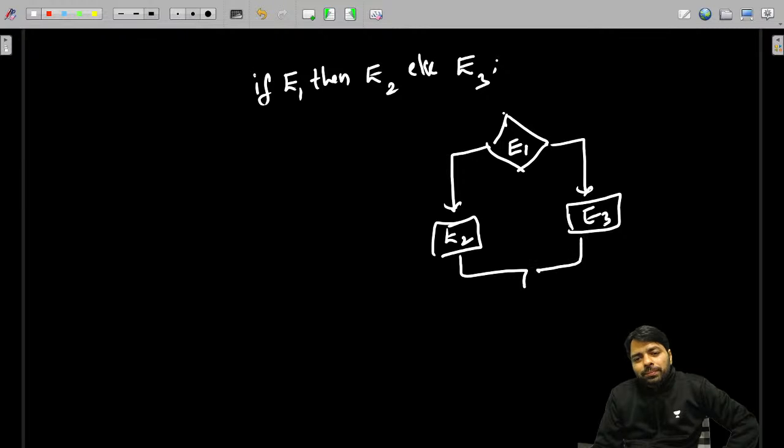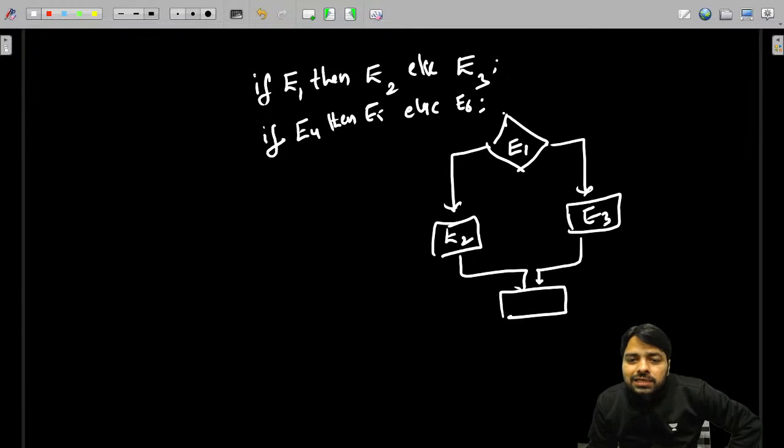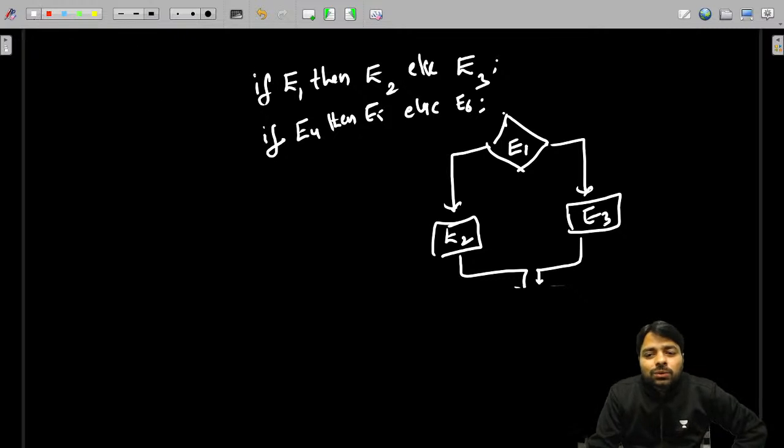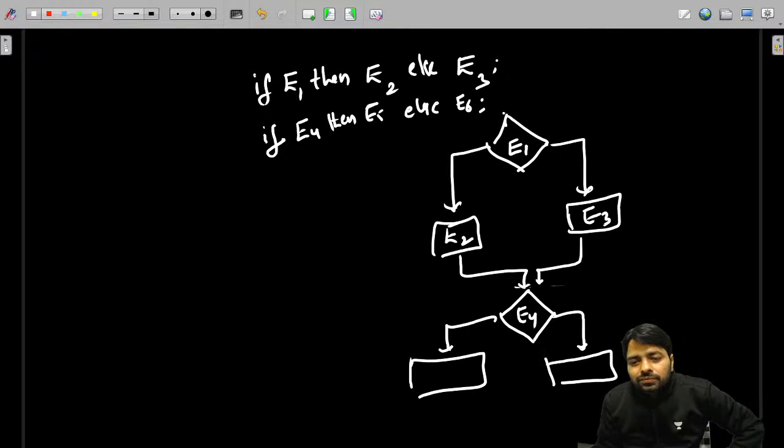After that both will be merged. And guys, I say if else, again there is one more if else, again one more if else. Then again let's say this is E4, then E5, else E6. From here E4 will start. Like this you have these statements, these are different ones. These are the conditions here. We will merge both here. E4 again true or false. Here E5 and E6 both will merge at E7. E7 is a condition for another one.